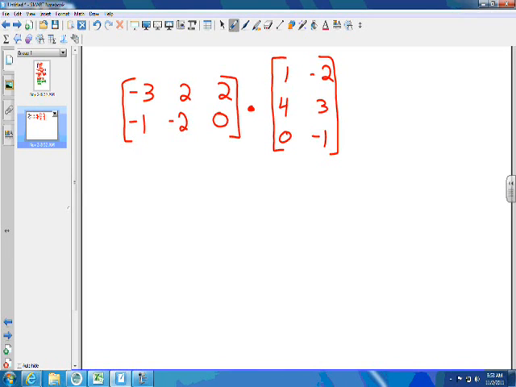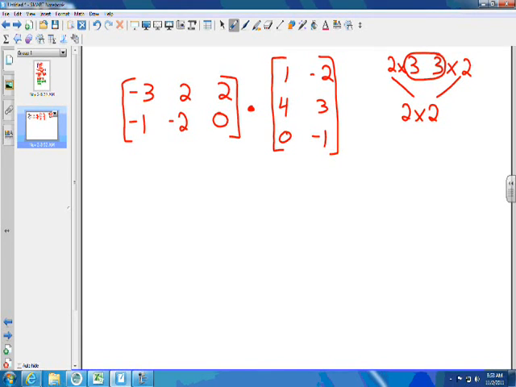So if we are multiplying these, what's the dimensions of this matrix first? 2 by 3. I'm going to take that there. 2 by 3, and what's the other one? 3 by 2. So can we multiply those? Yes, the middle numbers are the same. What are the dimensions? So we should end up with just a 2 by 2.